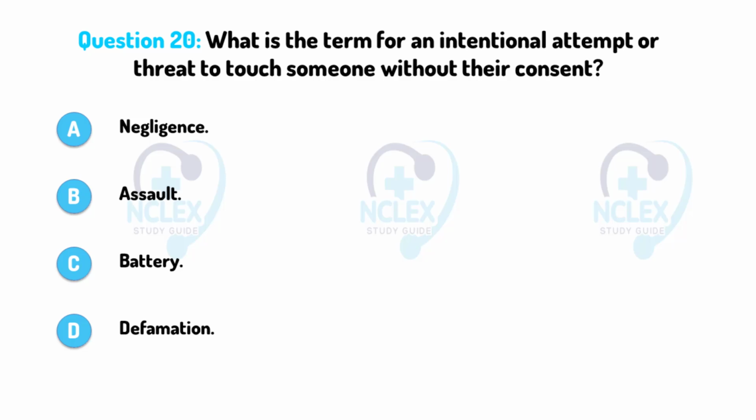Question 20. What is the term for an intentional attempt or threat to touch someone without their consent? A. Negligence. B. Assault. C. Battery. D. Defamation. Answer. B. Assault. Explanation. Assault is the intentional act of causing someone to fear harm or injury, even if no physical contact occurs. Battery, on the other hand, involves actual physical contact without consent.